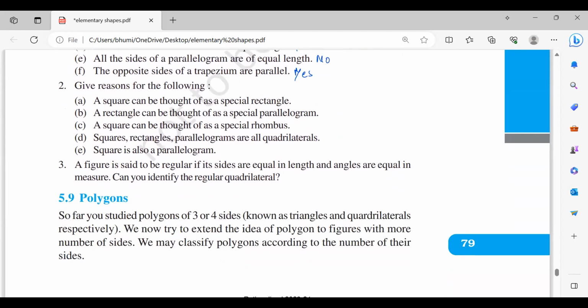Give reasons. A square can be thought of as a special rectangle because in a square we have all sides equal; when in a rectangle we have all sides equal, then it can be. A rectangle is a special parallelogram because in a rectangle we have opposite sides equal and parallel. A square can be a special rhombus because all the sides are equal and opposite angles are equal. Okay, like this. Third question: a figure is said to be regular if its sides are equal in length and angles are equal in measure. Can you identify a regular quadrilateral? Square.